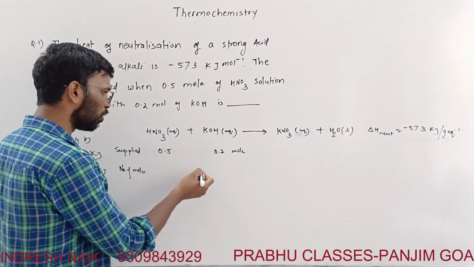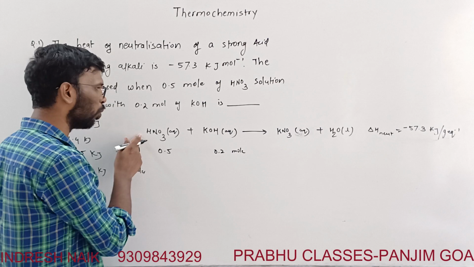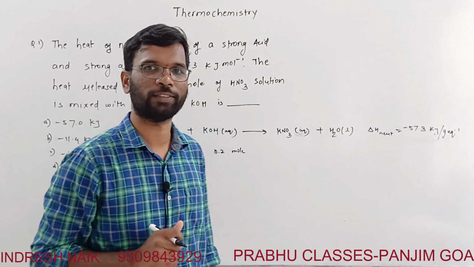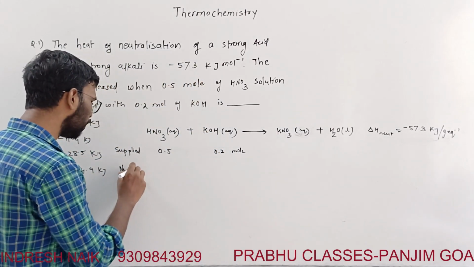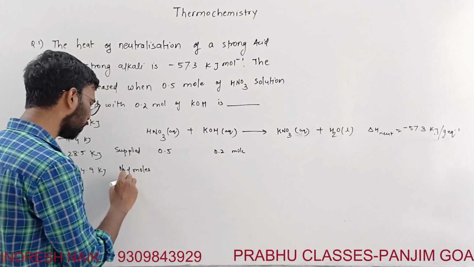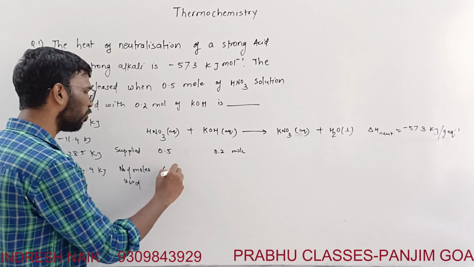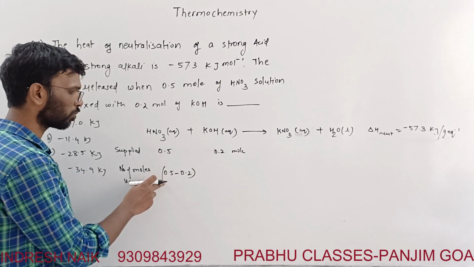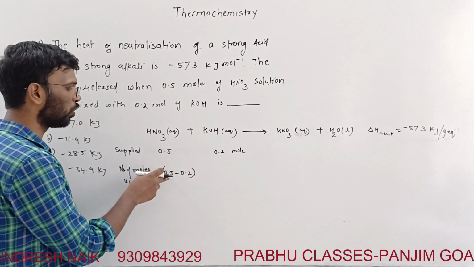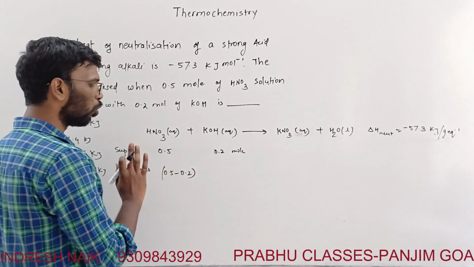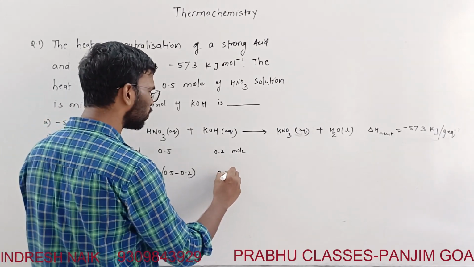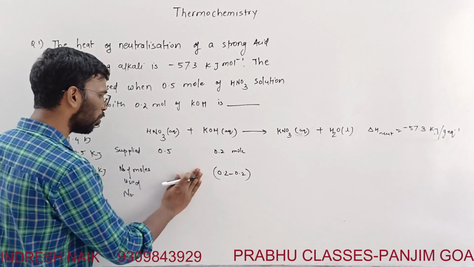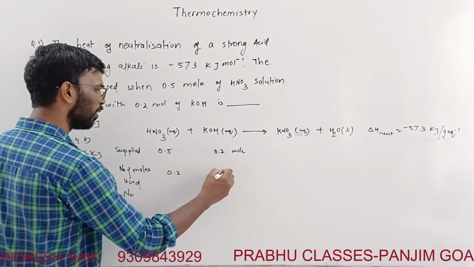So here 1 mole combines with 1 mole, so 0.2 will combine with just 0.2 out of 0.5. So over here the number of moles used will be 0.5 minus 0.2, right? Out of 0.5 only 0.2 will be used, and over here 0.2 minus 0.2 means nothing remains. Both should be in the ratio.